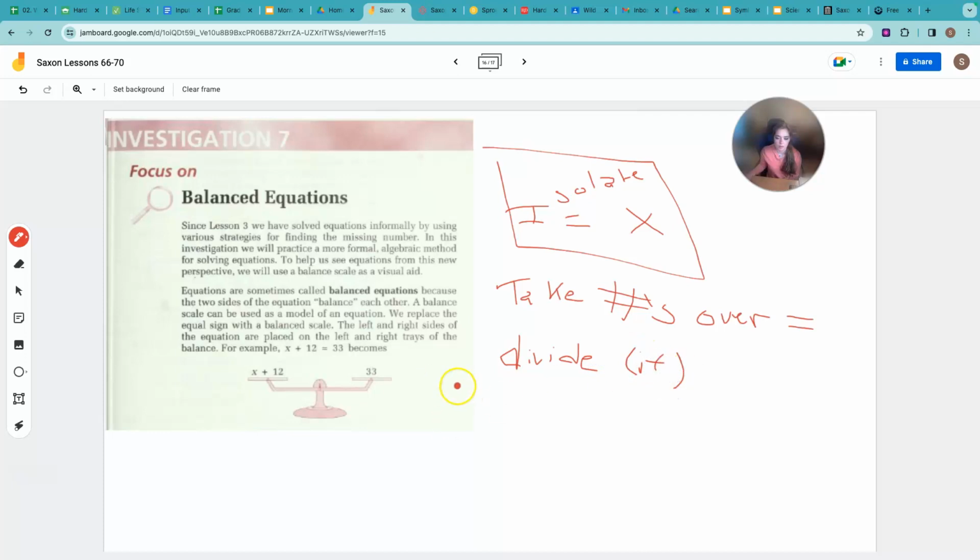Divide if necessary would be like if you have 3x equals 15. If you end up with this, because there's a number with the x, then you would divide both sides by 3, and you would get x equals 5.